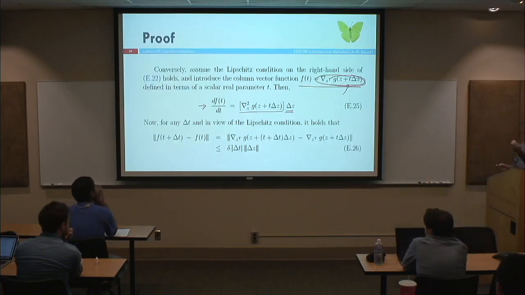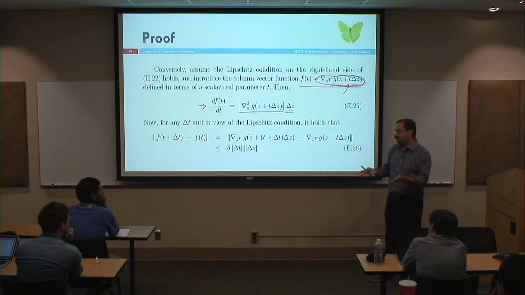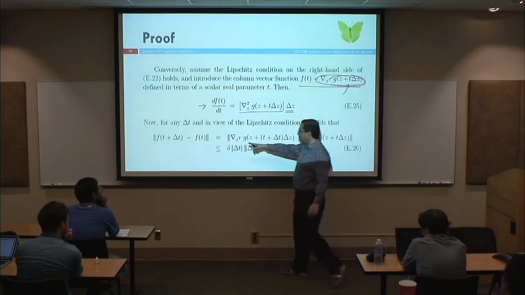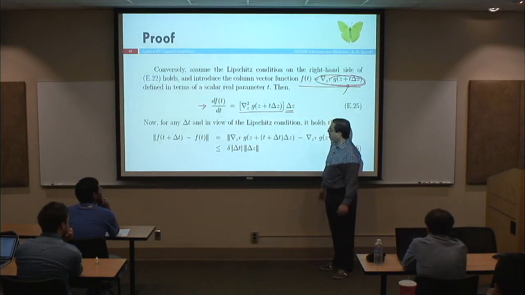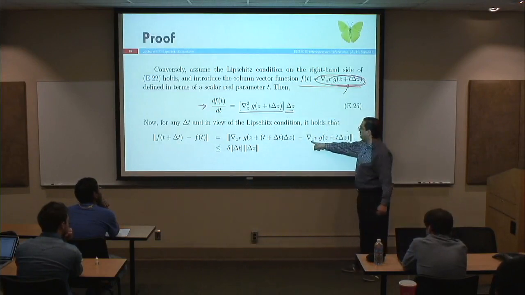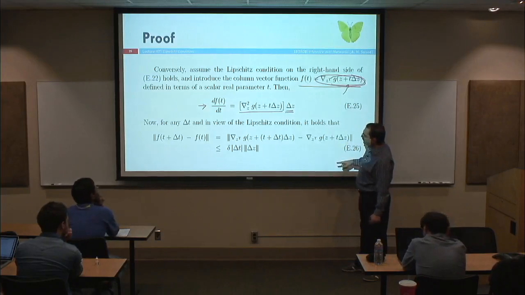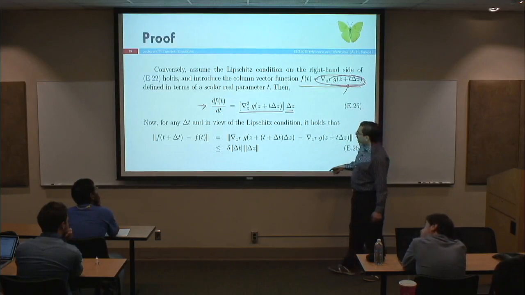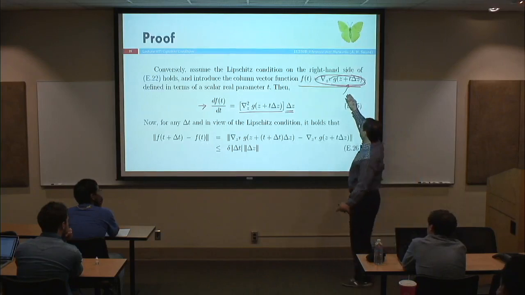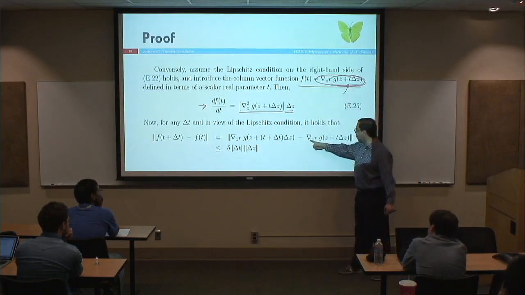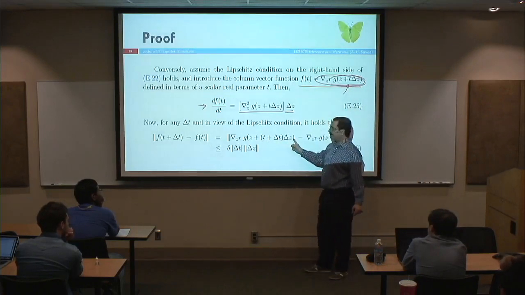So f of t is just a function of a scalar variable. So the derivative of that function is your usual notion of derivatives, from calculus 1. If I evaluate the function at two different points, t plus delta t, this is the value of the function at t. I'm just writing down the definition of the function. So this is f of t, and this is f of t plus delta t.